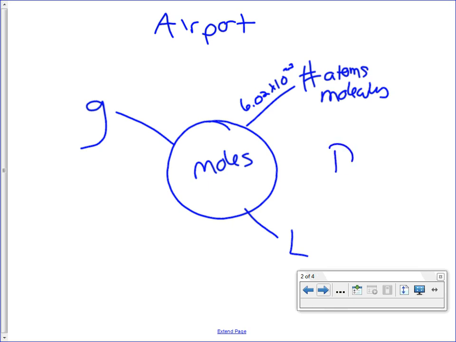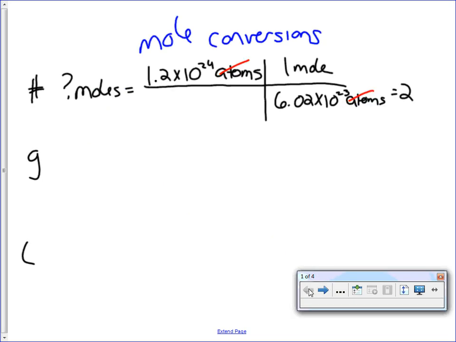If I'm going in, divide in, multiply out. Okay, if I'm going from 1.2 times 10 to the 24th into how many moles that is, I'm going to divide in by the number that's on the line, 6.02 times 10 to the 23rd. If I'm going from 2 moles out to how many atoms that is, I multiply to get out of the airport. What do I multiply by? 6.02 times 10 to the 23rd. Okay? Let's talk about grams.